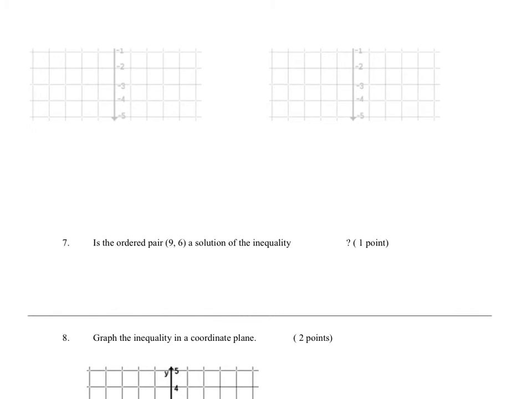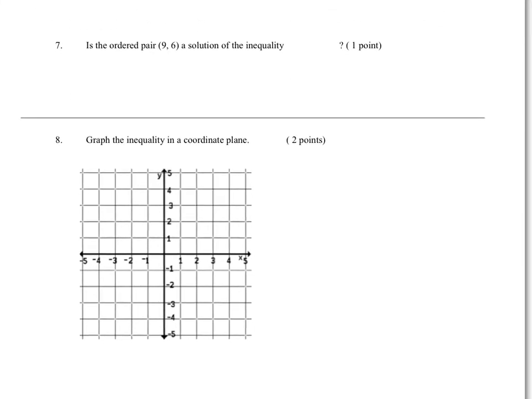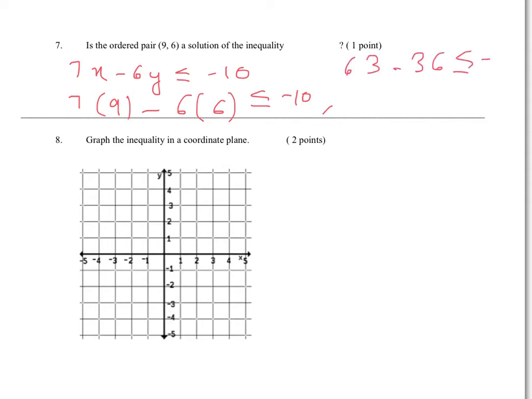Okay, now the next question, it says is this ordered pair a solution to the following inequality? Surprisingly, the inequality cannot be seen, so I'm writing it again. 7x minus 6y is less than or equal to -10. So I will plug in the values. 7 times 9 minus 6 times 6 is less than or equal to -10. I get 63 minus 36 less than or equal to -10. I get a positive less than or equal to a negative, which is a clear no.